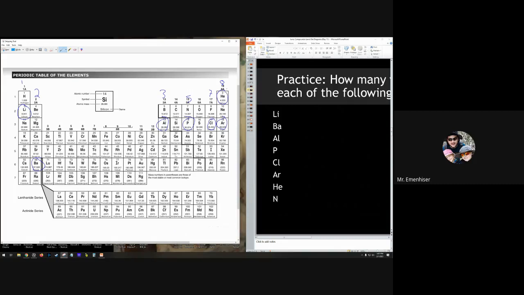Helium would be 2. Now, helium is in group 8, but he only has 2 valence electrons. That's very important to remember. Helium is equal to 2. He's only got 2 protons, and he can only access that first shell. And remember, the first shell can only hold 2, so that's his max. Even though he's in group 8, it's still 2. A lot of times students will miss that. Nitrogen is 5.